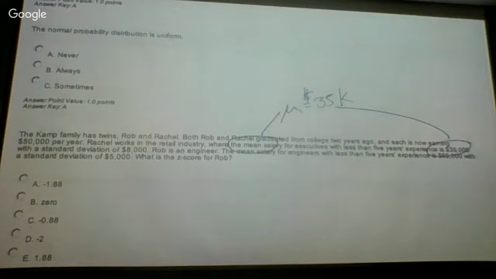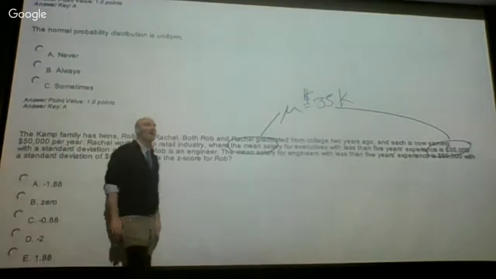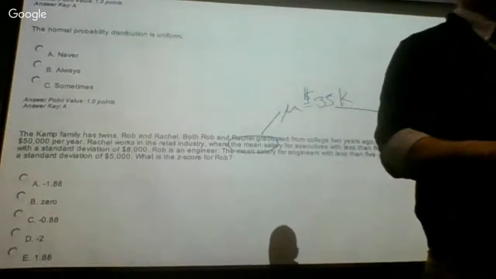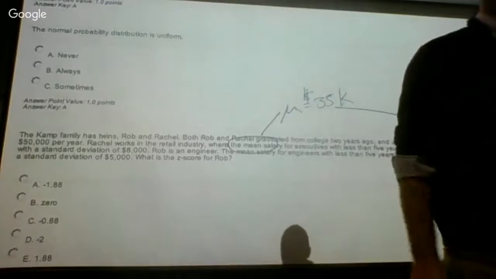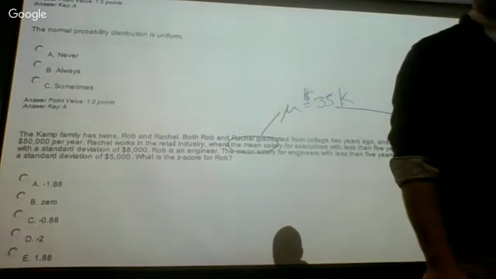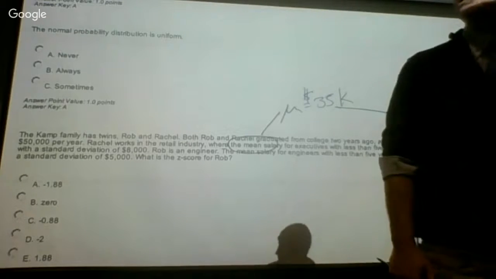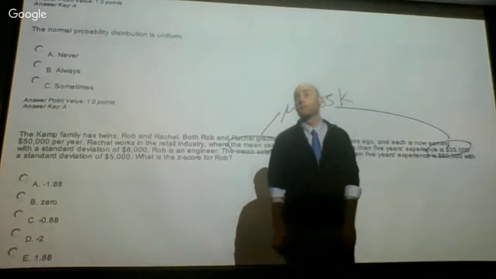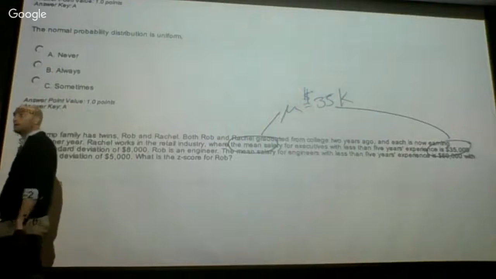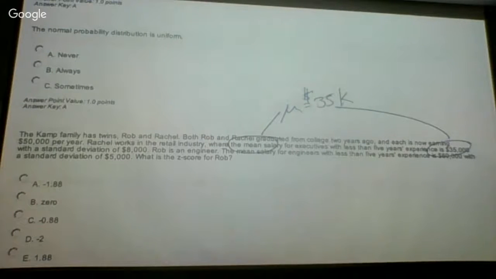And I also see here the mean is $35,000 with a standard deviation of $8,000. I know standard deviation equals 8K. What symbol should I use for standard deviation given this context? Steve, you say sigma. Why do you say sigma? Yeah, that's the symbol for standard deviation. It could be sigma, it could be x. We got to decide which one.